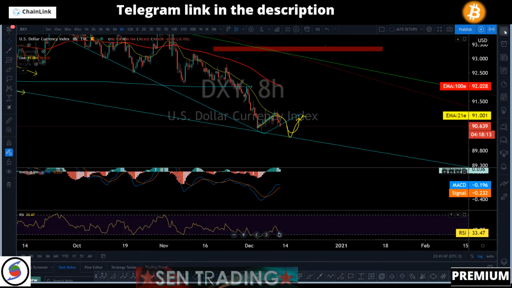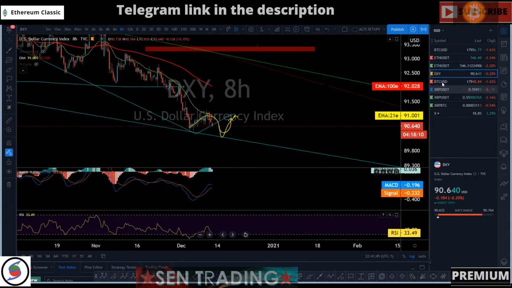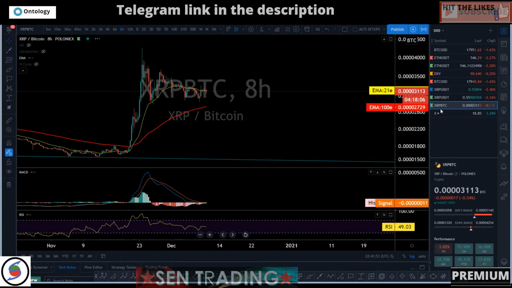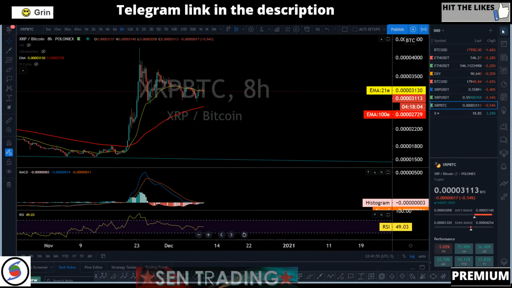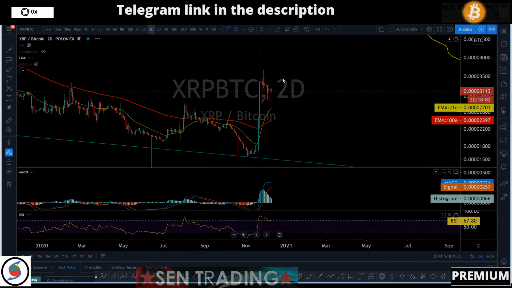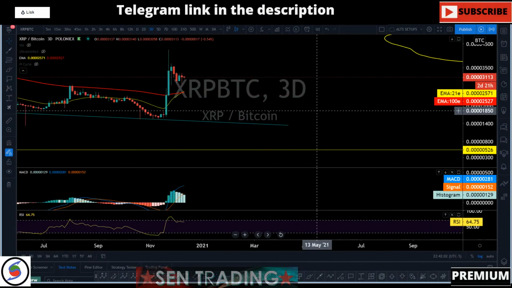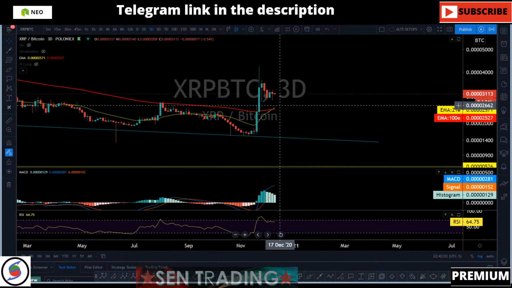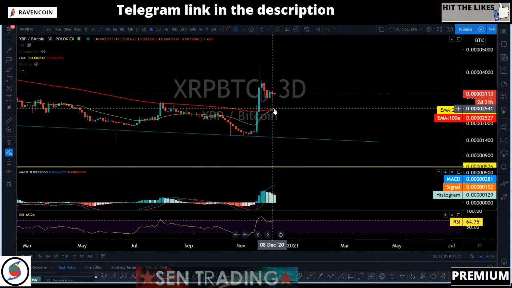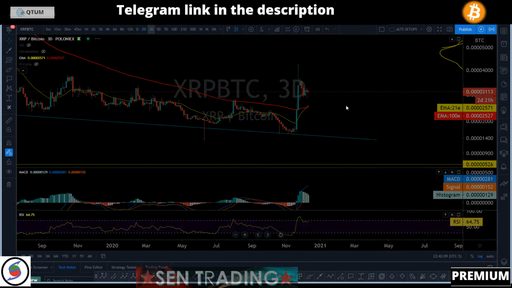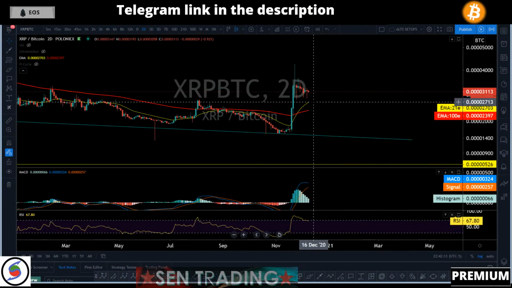So let's take a look at King XRP. XRP, BTC, not looking so great. It is still dropping, right? But we're gonna get some supports on a 3-day basis right there, 21 EMA on a 2-day basis. Also got a possible support just about like 2700.